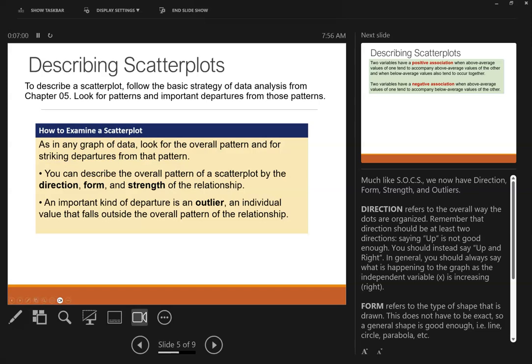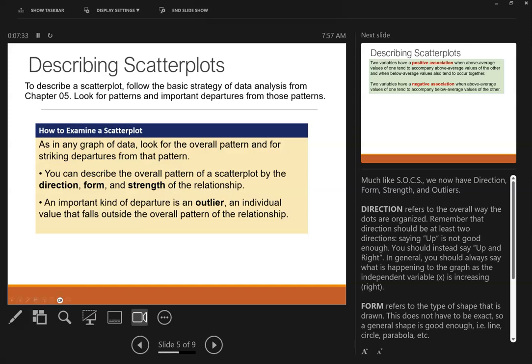When I say direction, basically what I'm talking about is slope, right? Does the data tend to increase as we go from left to right, or does it tend to decrease as we go from left to right? We say that the direction is positive if the slope is positive, we're increasing as we move from left to right, and the direction is negative if we're decreasing as we move from left to right.